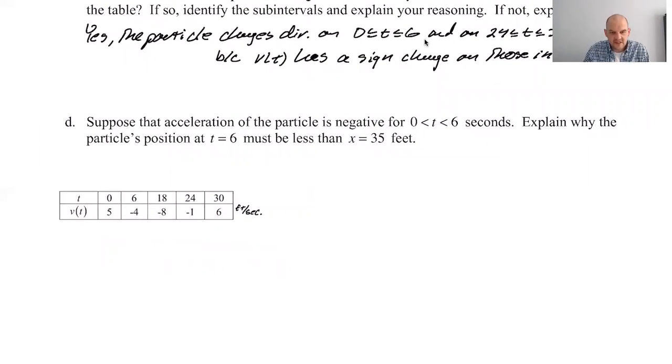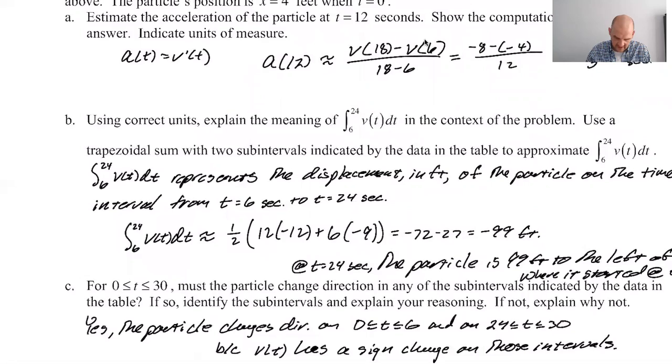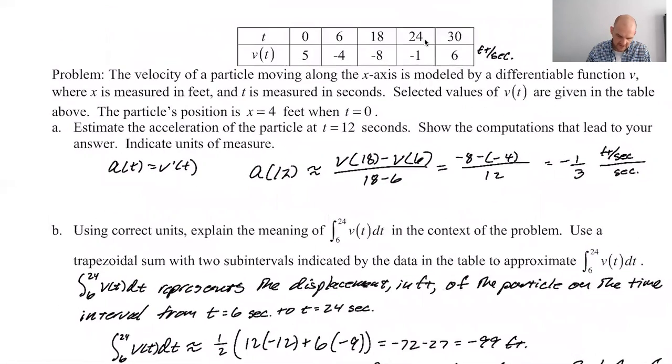Okay, here we go. Suppose that acceleration of the particle is negative between 0 and 6. Explain why the particle's position at t equals 6 must be less than 35. All right, well, I'd love to know where it is at t equals 0, so let's go back up and read that. At t equals 0, we are at x equals 4.